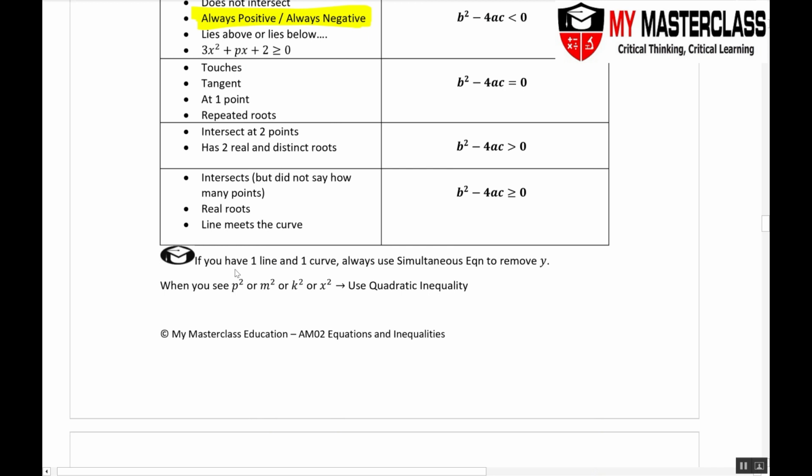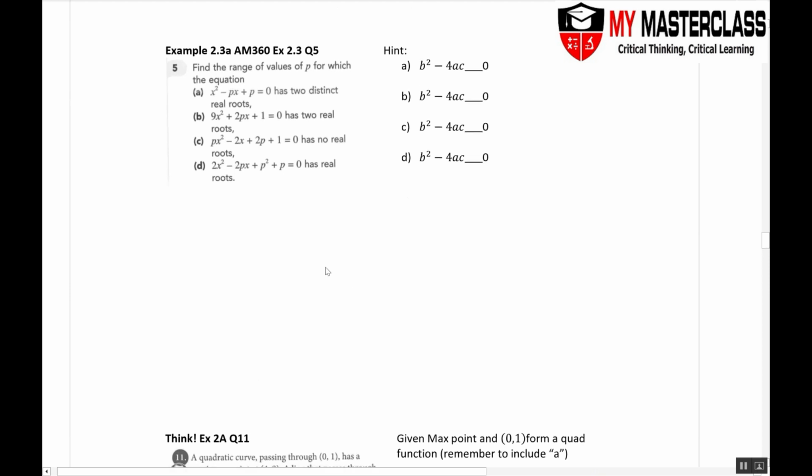Next, if you have one line and one curve, always use simultaneous equations. But when you see any other letters, p square, m square, k square, or x square, we're going to use our quadratic inequalities. So what do I mean by that? Let's take a look at an example behind. Let's just take a look at 5a together.